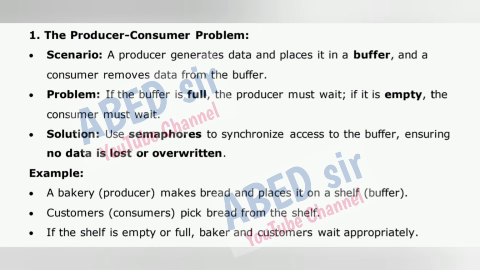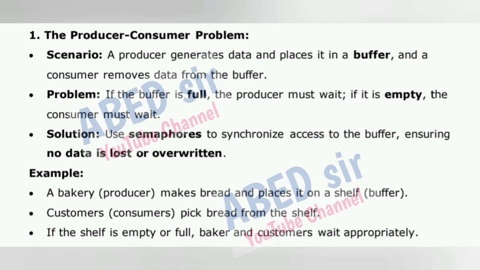1. The producer-consumer problem. Scenario: a producer generates data and places it in a buffer, and a consumer removes data from the buffer. Problem: if the buffer is full, the producer must wait. If it is empty, the consumer must wait. Solution: use semaphores to synchronize access to the buffer, ensuring no data is lost or overwritten.